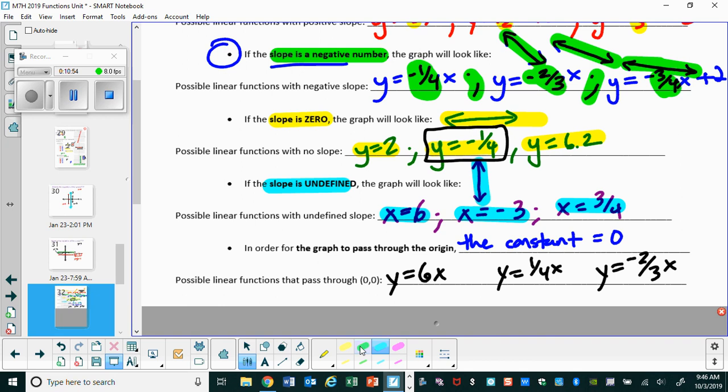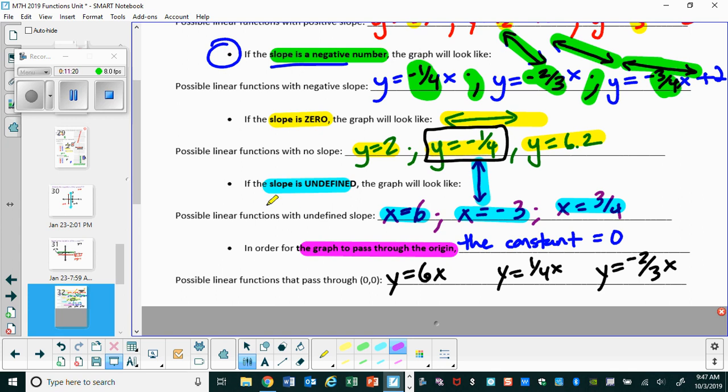Now, another friendly reminder. In order for the graph to pass through the origin, the constant would be a 0. And when the constant's a 0, notice we don't have to write it. So this is technically a 6x plus 0. This is technically a 1/4 x plus 0. And this is technically a negative 2/3 x plus 0. And if you don't see a plus 0, you know it's going to start at the origin. And then you use your slope here to start to build the staircase.